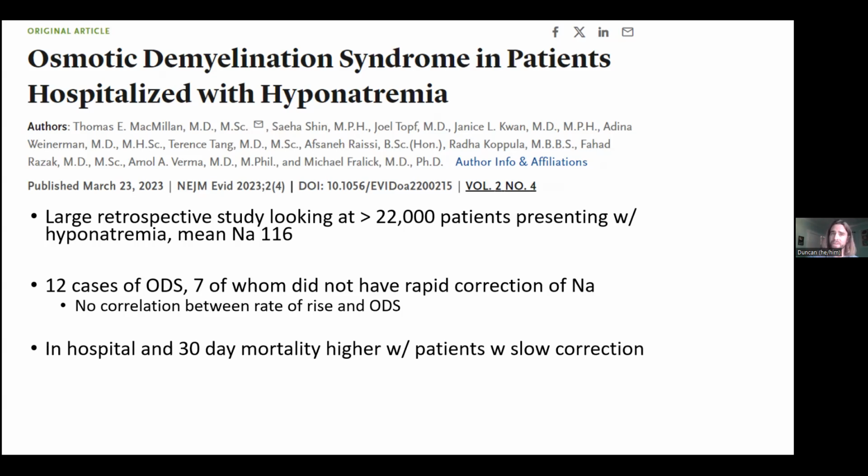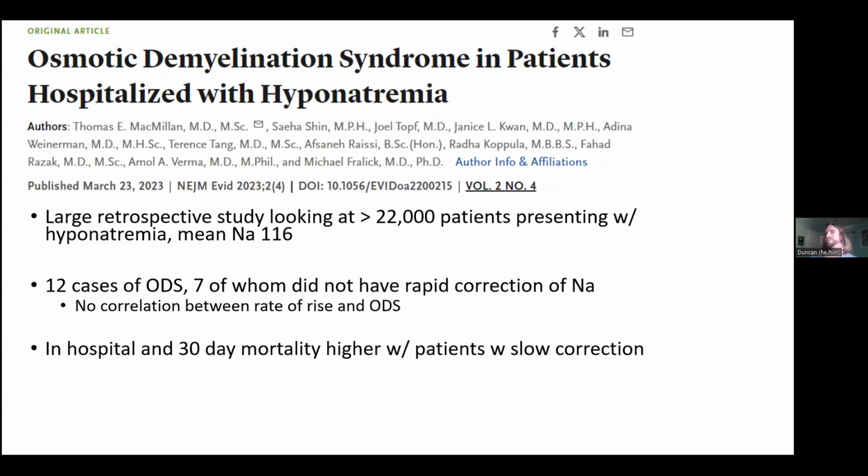And the other thing that was a little bit concerning is that in-hospital and 30-day mortality was actually higher with patients who had a slow correction. And again, there's a lot of confounding there. If someone's very, very sick and they just have a difficult to correct serum sodium, they have other reasons for there to potentially be a mortality signal.